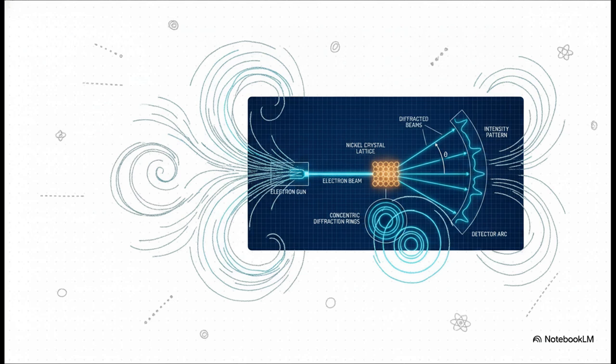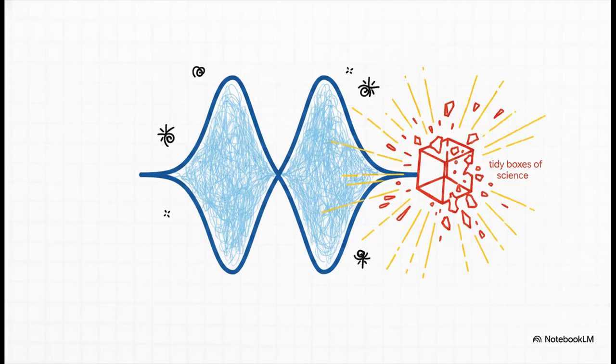Instead, notice the detector arc on the right. The electrons formed concentric diffraction rings. They created distinct peaks and valleys of intensity, an interference pattern. You really have to let this sink in for a moment. Diffraction and interference patterns are purely wave phenomena.